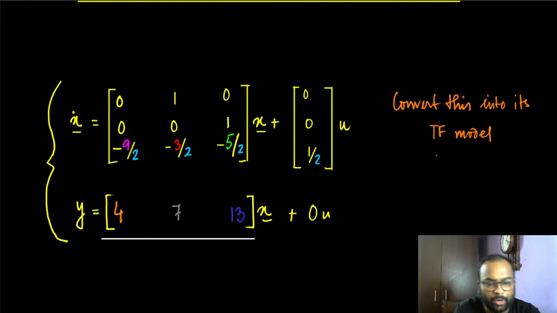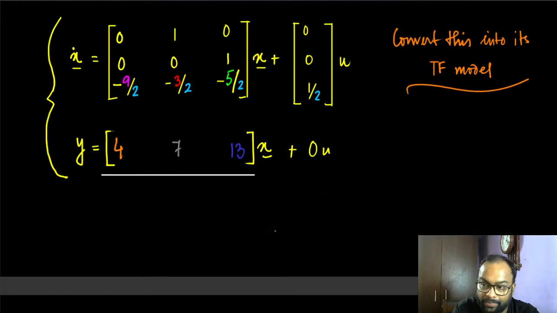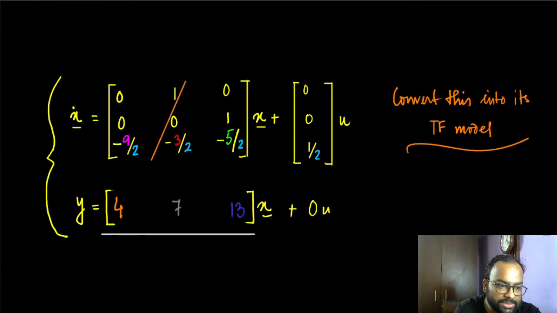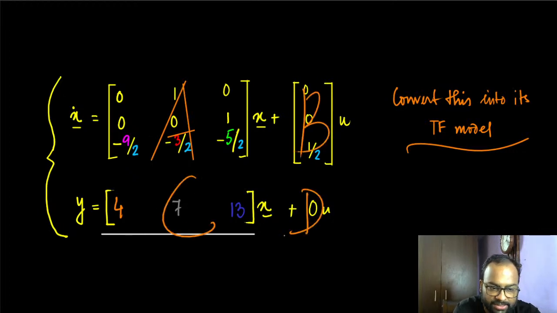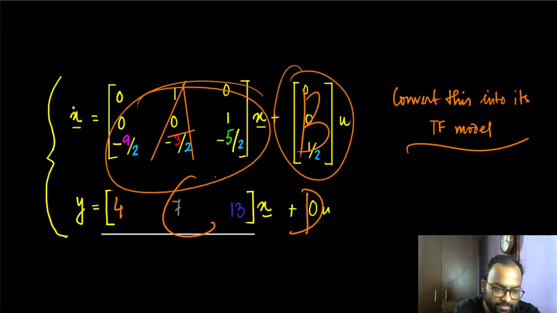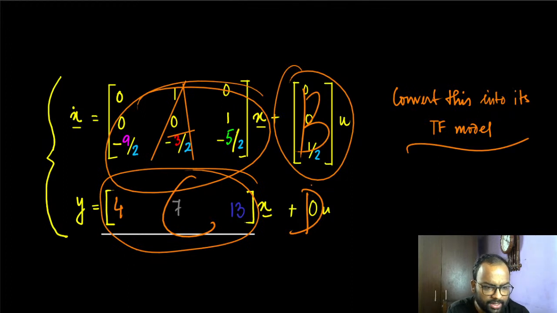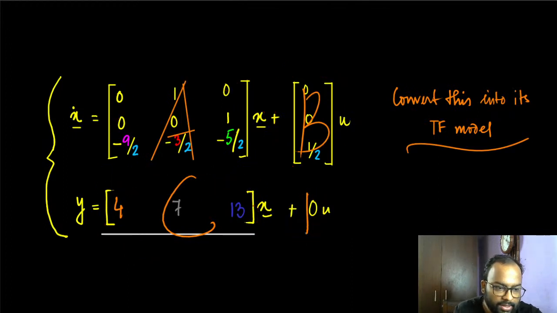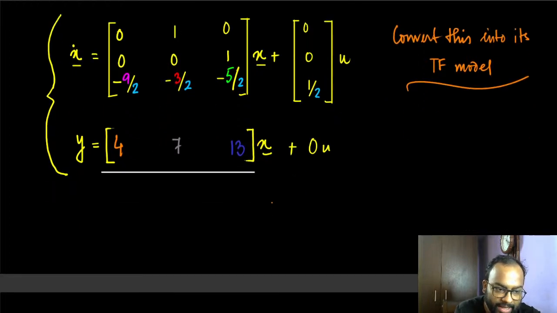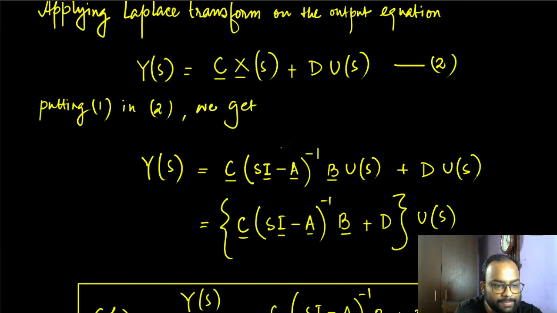So essentially you want to calculate the transfer function out of that. So you have matrix A, this is matrix B, this is matrix C, and this is matrix D. A is this matrix, B is this vector, C is also this vector, and D is 0. That is exactly what we have here. So that's A, B, C, D for you. All right, so let's bring them in.